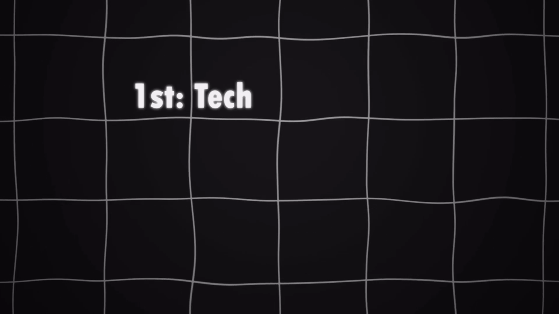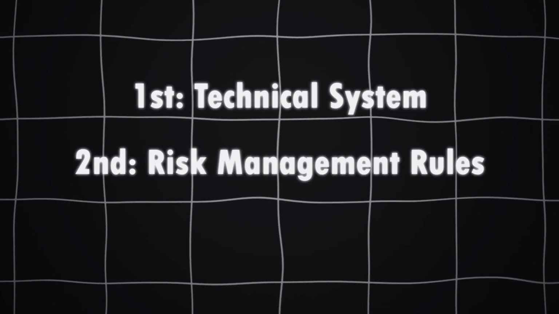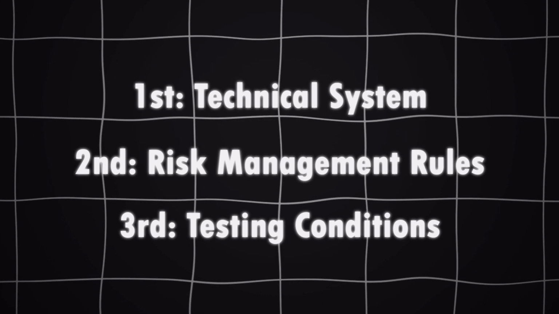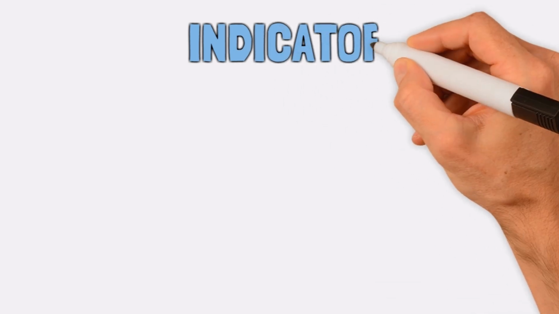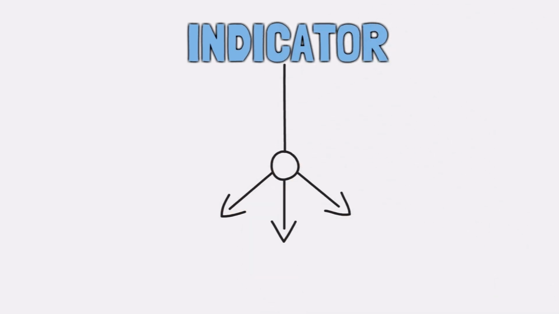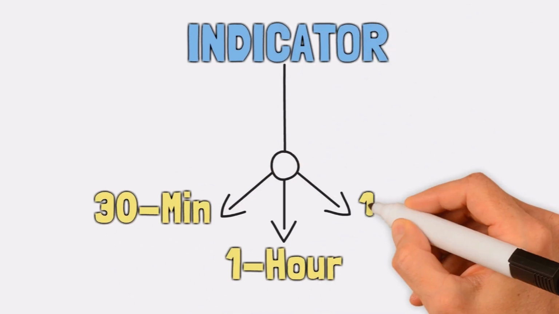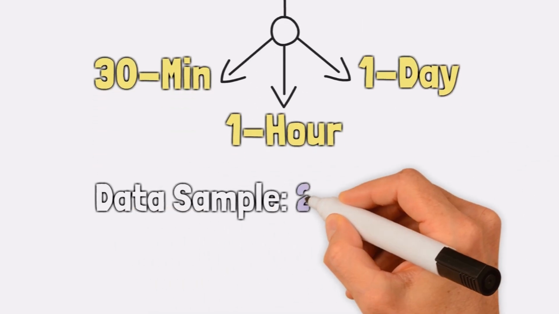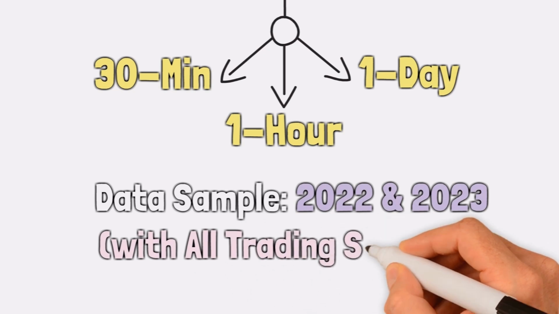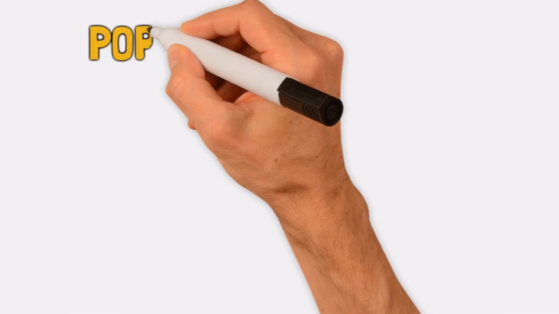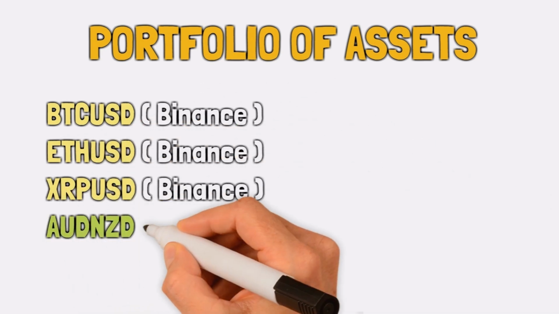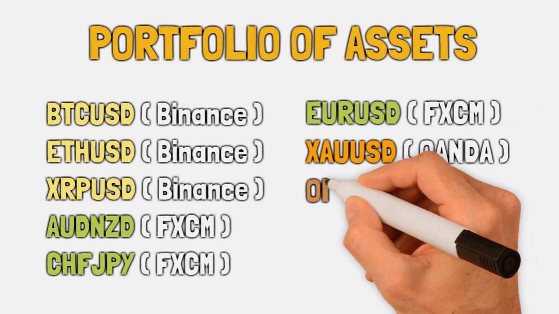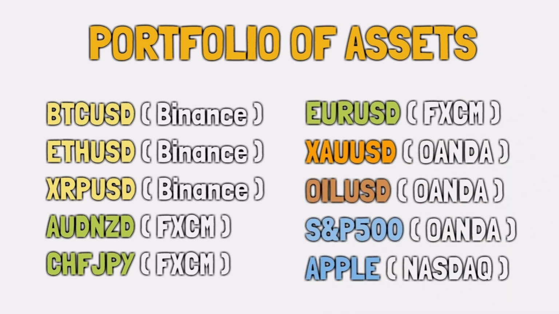As usual, we need three things. First, the technical system, second, the risk management rules, and third, the testing conditions. Regarding this last step, we'll backtest the Aroon indicator on the 30-minute, 1 hour and daily time frames using data from 2022 and 2023 across a diverse asset portfolio: Bitcoin, Ethereum, XRP, 3 currency pairs, gold, oil, the S&P 500 index and the Apple stock.